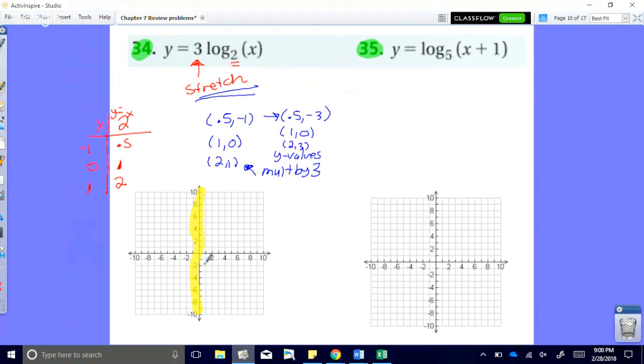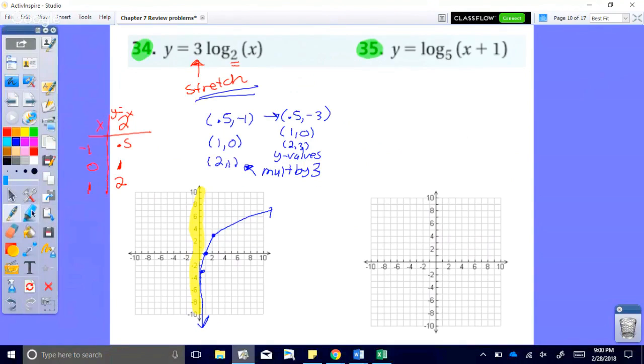So negative 1/2, down 3. Then (1, 0), and then (2, 3). And again, it's going to approach the asymptote. This time it's just a little bit taller. Okay, so last one here, I'm just going to do the short version.